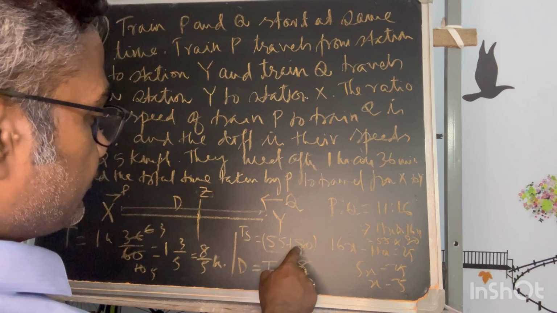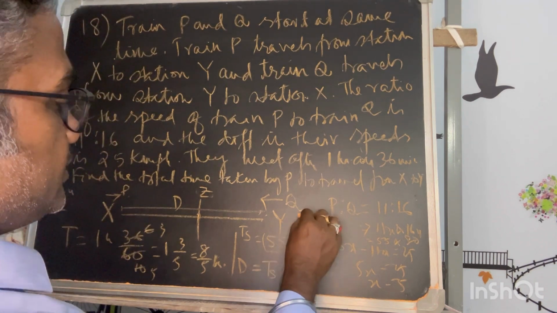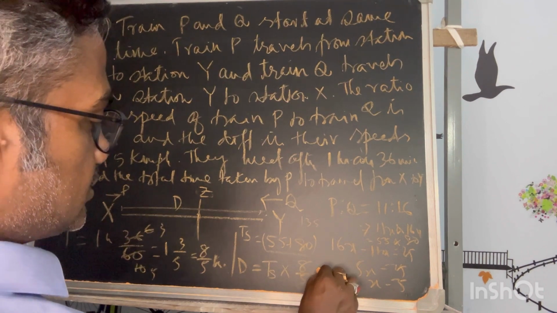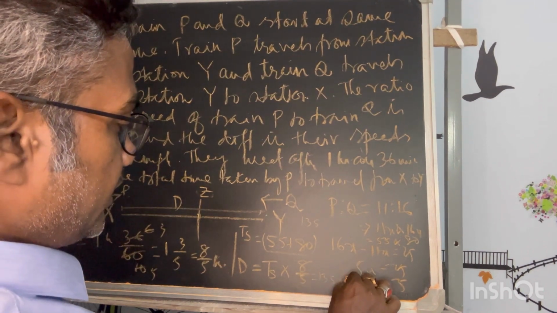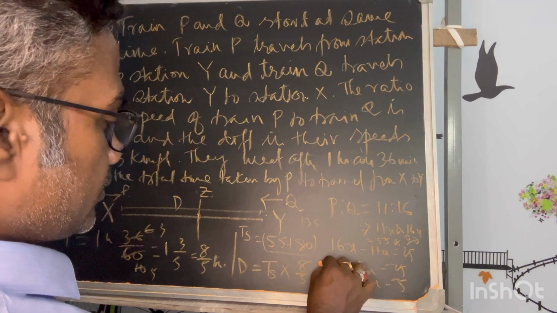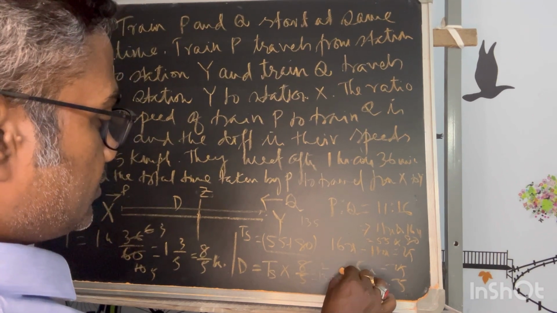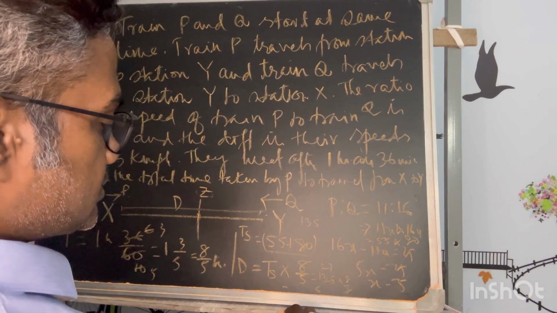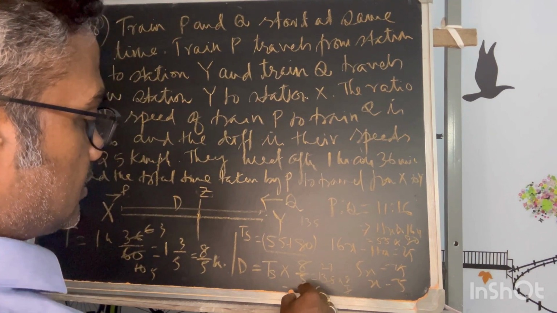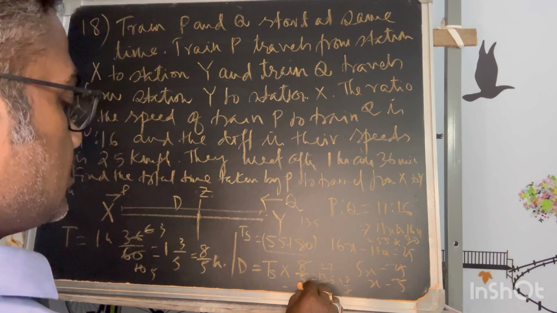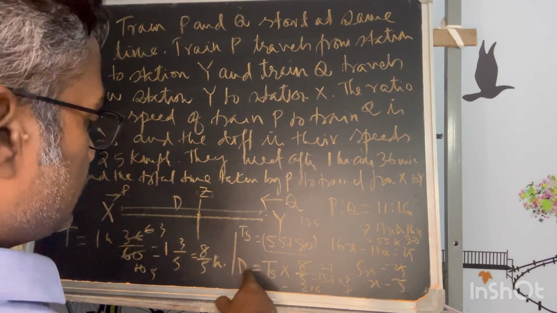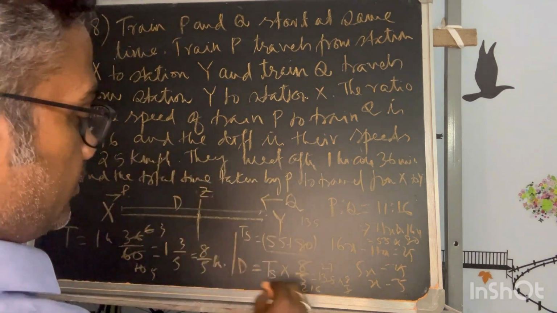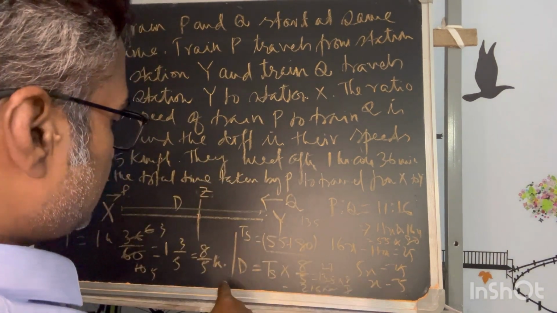So that is 80 plus 55, that means 135, yes 135. So this is 135 into 8 by 5. So that gives 216. The distance is 216. Now in which unit? This is kilometer, so this is also in kilometer.